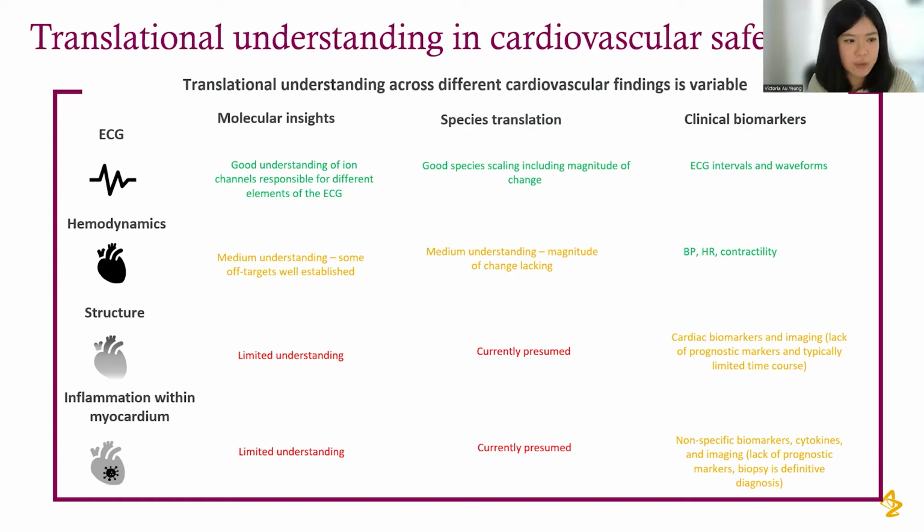But for other aspects of cardiovascular safety, like structural cardiotoxicity and also inflammation in the myocardium, the picture gets a little bit fuzzy. First of all, we don't really understand the molecular mechanisms that drive these outcomes. And also, we currently presume that there is some species translation, but we don't really have a lot of evidence to support that. And finally, if we consider biomarkers, this is really a work in progress around trying to identify additional biomarkers, but also validate them for use in cardiotox assessment. Today, I'll be focusing on talking about structural cardiotoxicity.